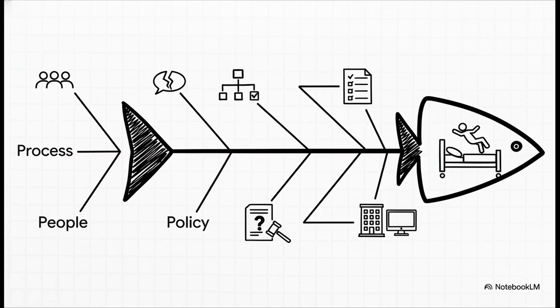For process, maybe the risk assessments aren't done the same way every time. Under policy, maybe there's no clear written-down rule for how to handle high-risk patients. And for plant/technology, it could be something as basic as poor lighting or a broken bed alarm. All of a sudden, you see it, right? A patient fall is almost never just one person's fault. It's a system failure with tentacles reaching into every corner of the hospital.